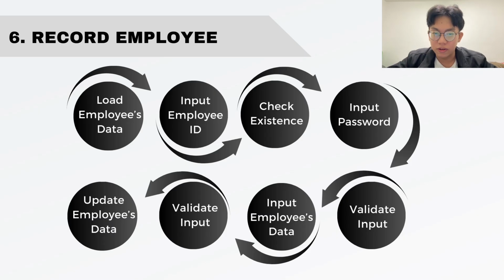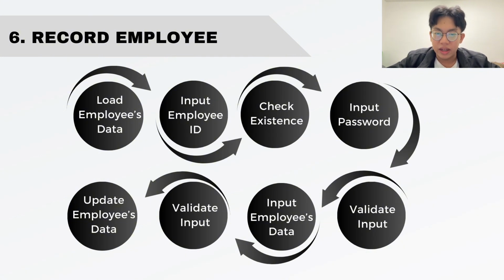Now, let's discuss the flow of a specific function inside the admin menu, which is the record employee. The process begins by loading all existing employee data into memory. This is essential to check whether the employee ID exists and ensure smooth updates. The admin is prompted to enter the employee's unique ID. This ensures that each operation is tied to a specific employee. Once the ID is provided, the system checks if it exists in the loaded data. If the ID exists, an override option will be given.